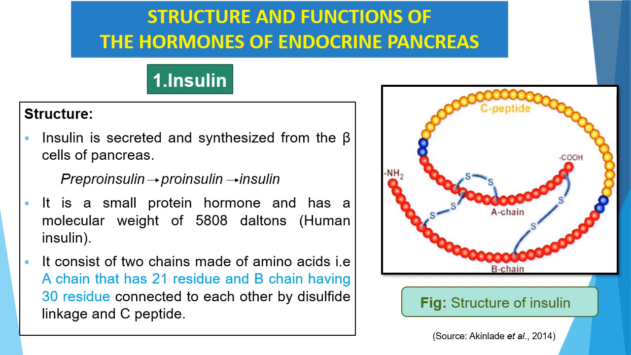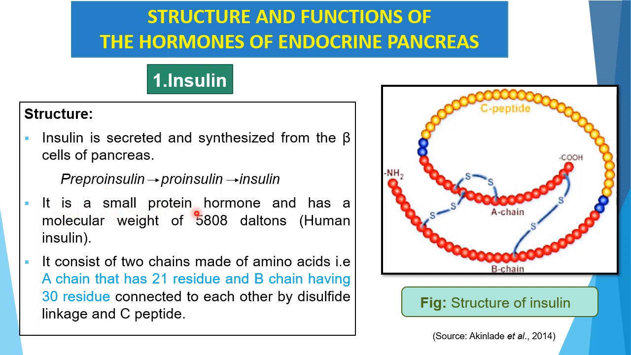Next comes structure and functions of the hormones of the endocrine pancreas. Starting with insulin, let me talk about its structure. Insulin is synthesized and secreted from the beta cells of the pancreas. Let me discuss the synthesis of insulin. Pre-proinsulin is formed by the translation of insulin RNA by the ribosomes attached to the endoplasmic reticulum. Then pre-proinsulin is cleaved in the endoplasmic reticulum to form proinsulin that consists of three peptide chains, that is A, B and C. Proinsulin is then further cleaved in the Golgi apparatus to form insulin having A and B chains.